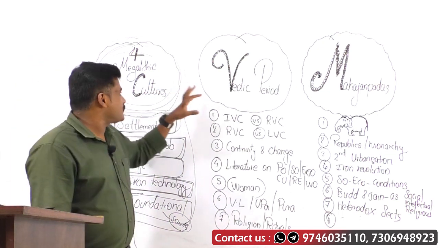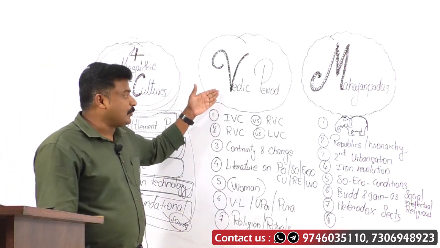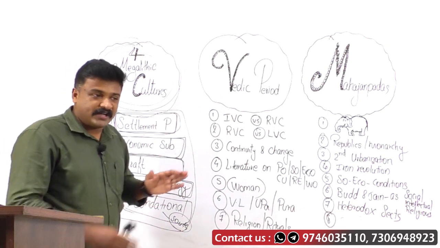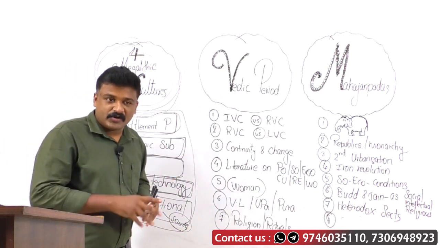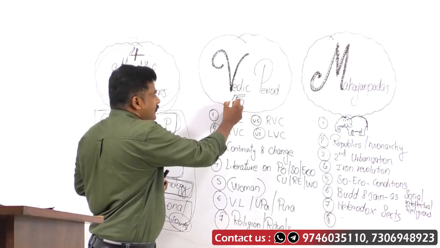Now, this is the story of the big stone cultures. Now this is the 5th module, which is the Vedic era, or the age of Aryans.